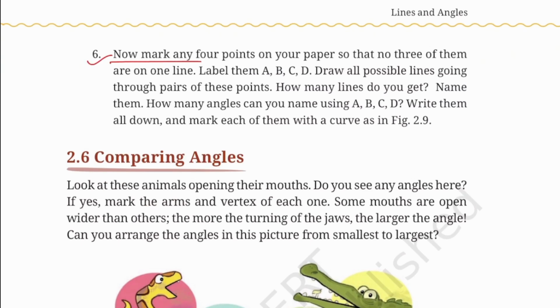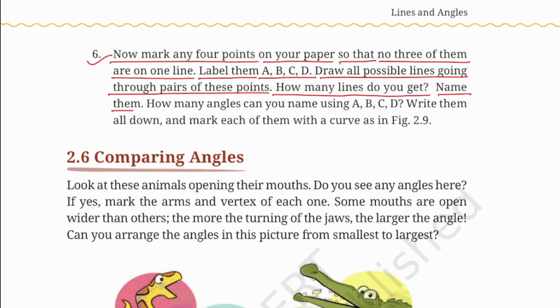6. Now mark any 4 points on your paper so that no 3 of them are on one line. Label them A, B, C, D. Draw all possible lines going through pairs of these points. How many lines do you get? Name them. How many angles can you name using A, B, C, D? Write them all down and mark each of them with a curve as in figure 2.9.